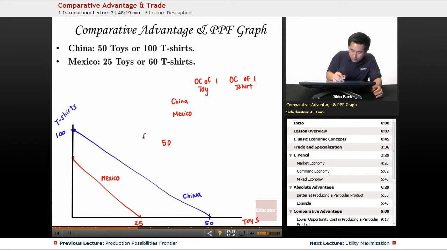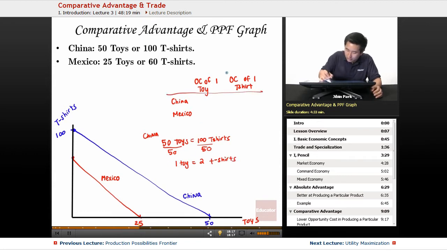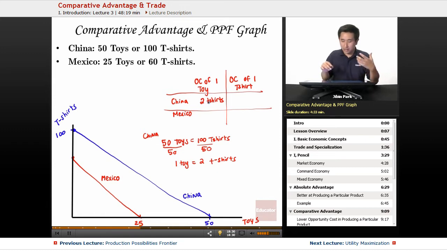So for China, 50 toys equals 100 t-shirts. And again, you want to divide by 50 here. So one toy equals 2 t-shirts. So once you have this, you want to fill out this chart so that you don't get confused. One toy for China would equal 2 t-shirts. And you want to make sure that you put in 2 t-shirts, because if you just put in 2, you're not going to know what is actually being given up when you're making a toy. You might get confused with the labeling. So make sure you put in the label.